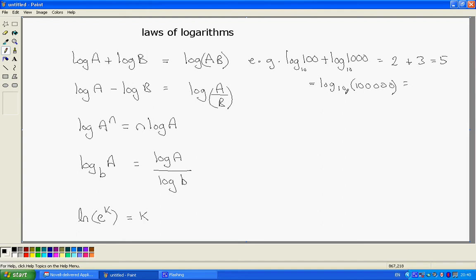And so the question to ask is, which power of 10 gives us 100,000? Well, for 100,000, we count the zeros, that tells us how many tens are multiplied together. We have 5 zeros, therefore that's 10 to the power 5. So the power of 10 that gives us 100,000 is 5. So that shows our law there works.